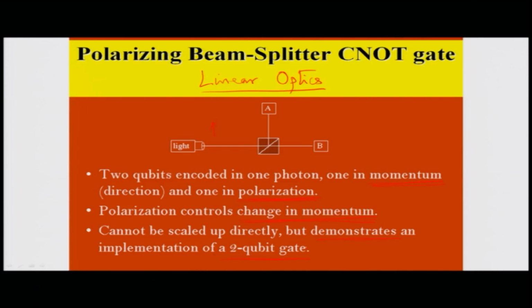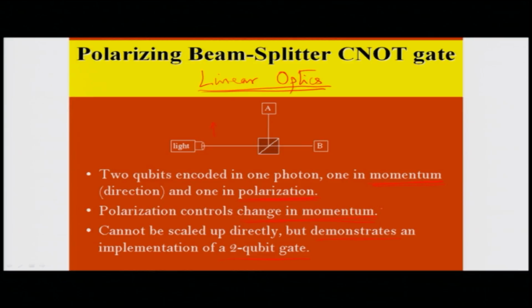Here is one approach of implementing control NOT gate via linear optics. So, in this approach, as we have seen before in terms of linear optics, in this particular case a beam splitter is being used and the detectors at A and B would be measuring how the outputs are. So, 2 qubits in this case coming from the light source can be encoded in one photon, one in terms of the momentum or direction and the other in terms of polarization of the photon. The polarization controls the change in momentum of the photon also.